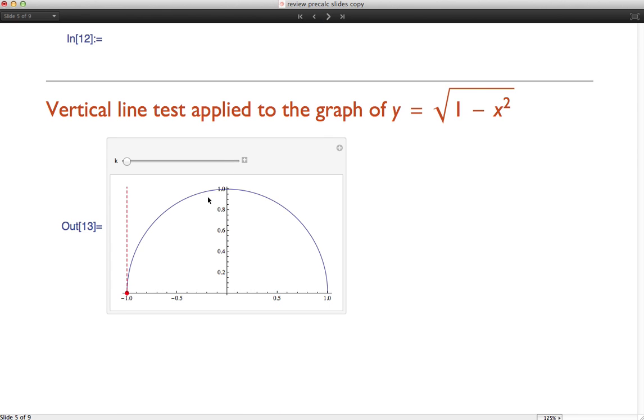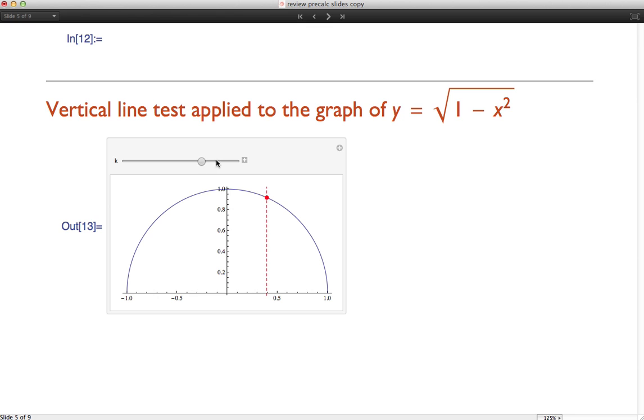However, the top half of the circle, which is the graph of y equals the square root of 1 minus x squared, does pass the vertical line test. And this agrees with the algebra we discussed, that when you can give a formula for y in terms of x, y equals f of x, and that gives you a unique y on the graph for every x.